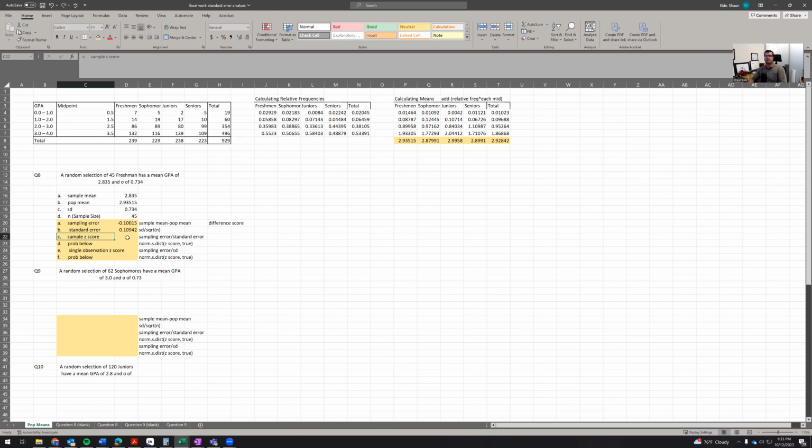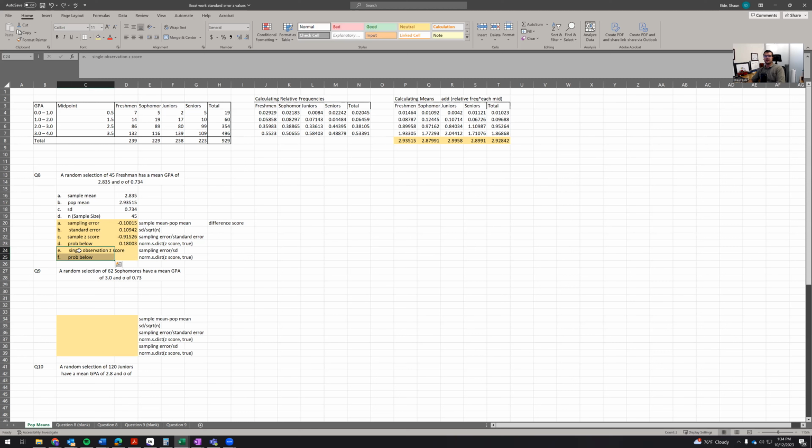Okay, so the sample z-score is equals sampling error divided by the standard error. So we've got the sample z-score right there. And then the probability below is going to be equals norm.s.dist, and we put in the z-score and type in true. If we wanted the probability above, you would do 1 minus this. But we're not doing that right now. I'm trying to keep it really simple with just the probability below. I want you to do the probability below over and over again so you remember this gives you the probability of it being below.